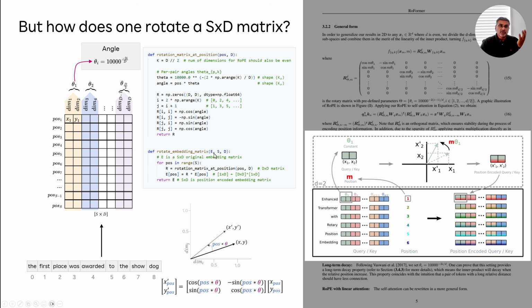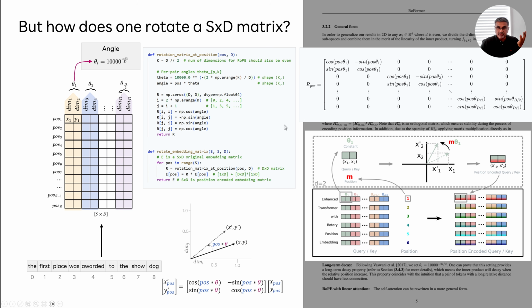Let's actually start here. You take an embedding matrix, which is the word embedding matrix E, which is S cross D. You go to each row. And then you define a position matrix. How does a position matrix look for an entire row? It looks like this. It's nothing but this thing applied across all the dimensions. So if you look at this, this is theta 1 for the first position. This is theta 2 for the same position. See, the position is the same, but the dimensions have increased, right? And there is theta d by 2 for the same position. And that is your rotation matrix. You multiply this with the original embedding matrix, you get the modified embedding matrix.